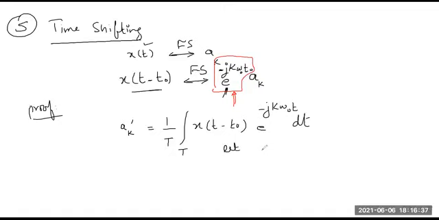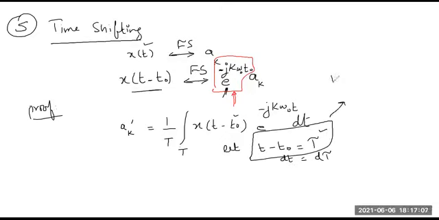So let's replace t minus t naught equal to tau. t naught is a constant number, so dt will be d tau. And again, these limits are with respect to t: lower limit is 0, upper limit is capital T. So let's see what the limits are with respect to tau based on this equation.